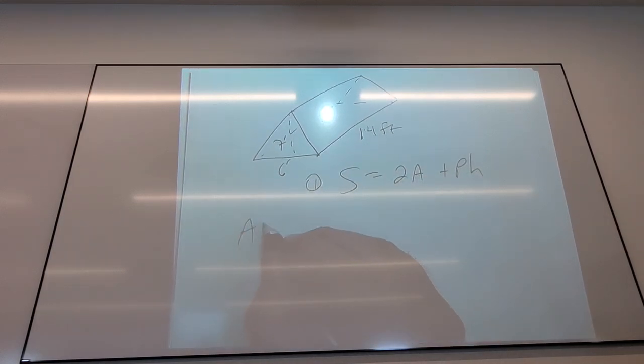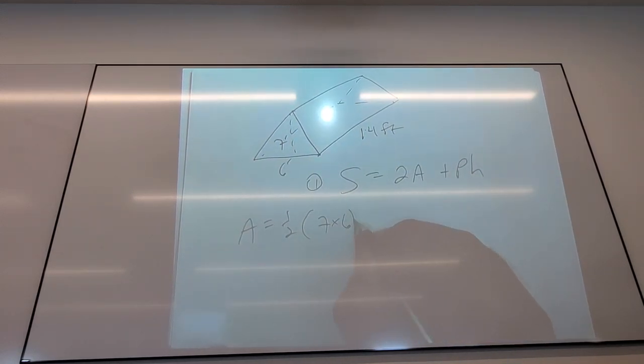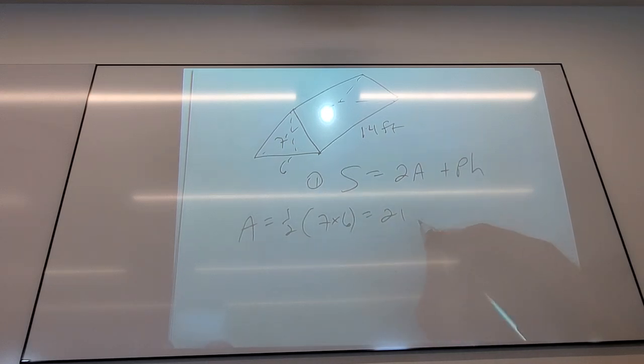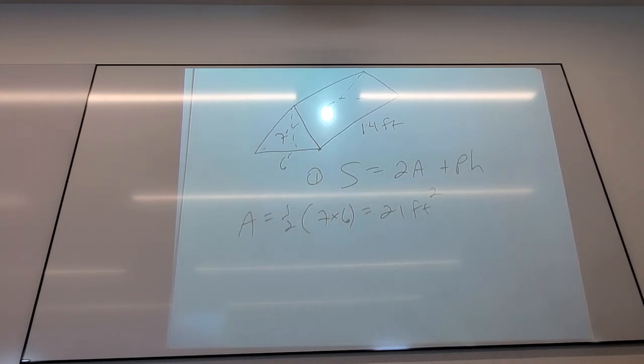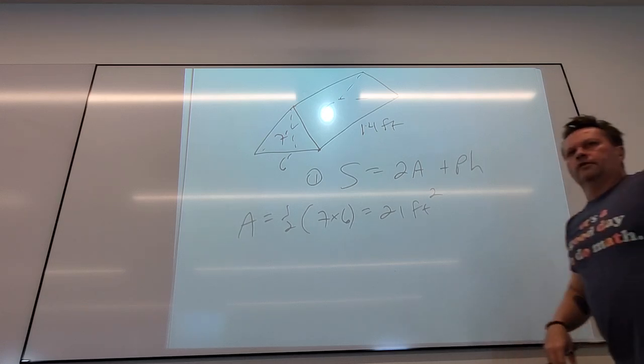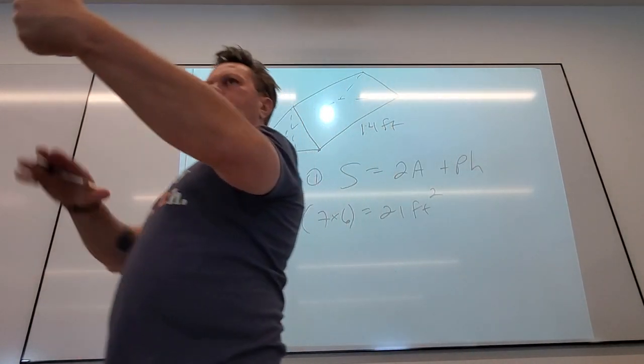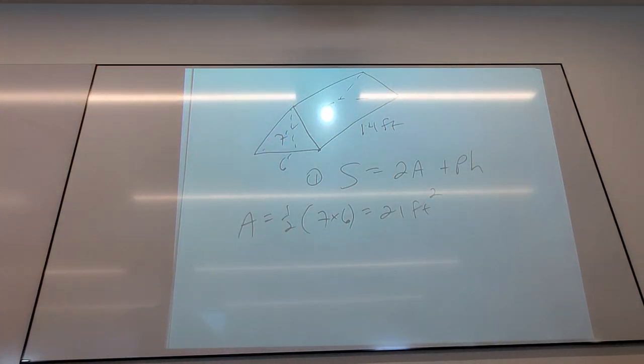All right, so what's the area of the base, the area of the repeated shape, sorry? 21. Yeah, so you take half of 7 times 6, you get 21. 21 what? Good, square feet. So length is in feet, for example, area is in square feet, volume is in cubic feet. Area is all about covering a surface, volume is all about filling a shape.